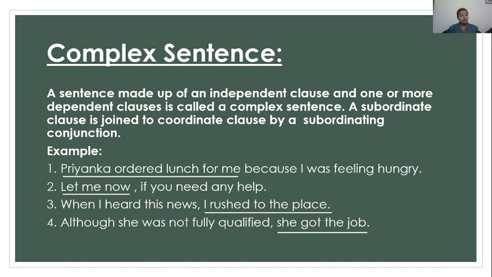So in this way also you can understand. But here you have to remember that because, if, when, although are subordinating conjunctions. They are joining a dependent clause to an independent clause, and that is why they all are complex sentences.